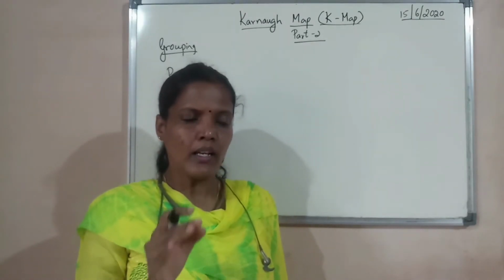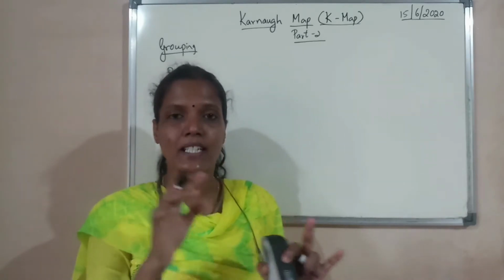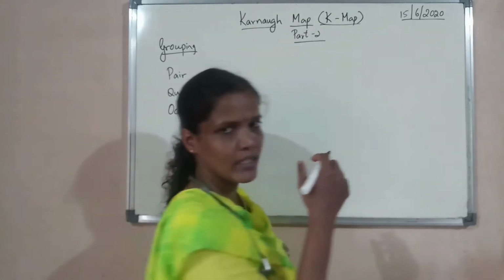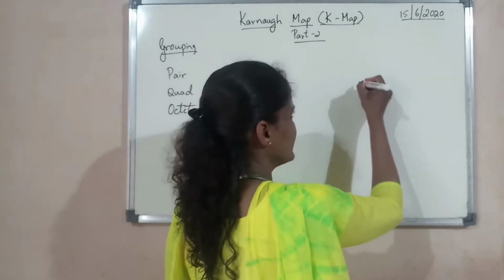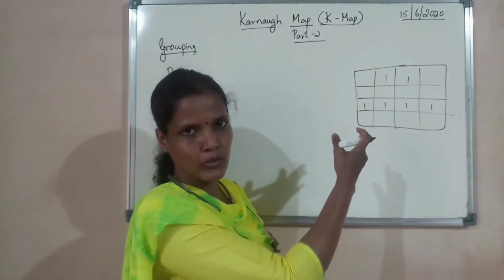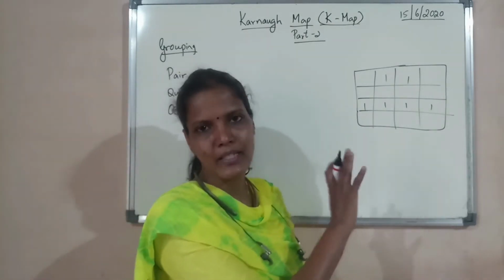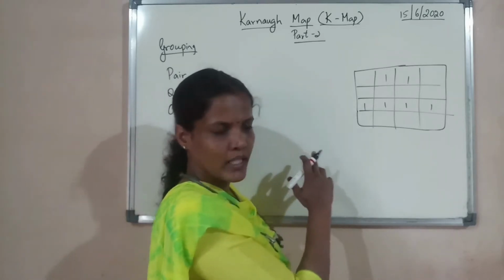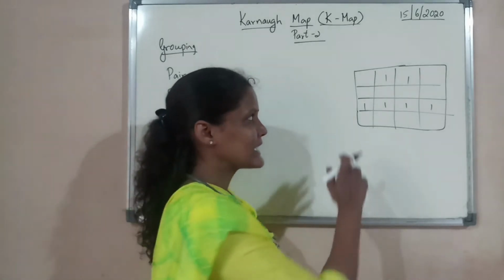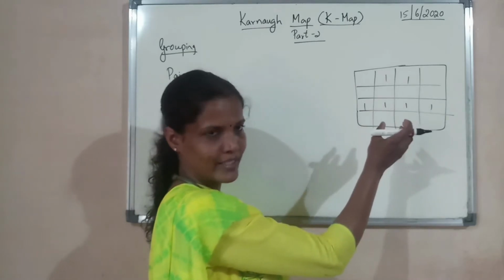First of all, grouping is nothing but grouping the adjacent ones in the given K-map. So let me explain this by taking an example. Here I have already written a K-map where I've filled in ones in some of the cells, and the remaining cells are 0. So what is this grouping? Adjacent cells containing ones must be properly grouped. Each box is called a cell.